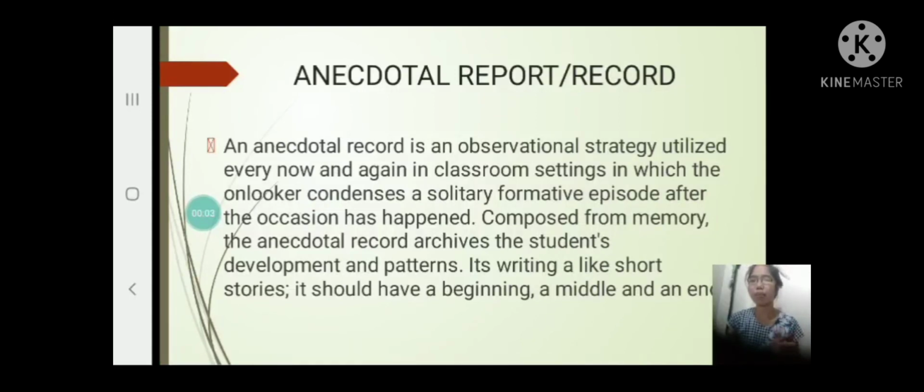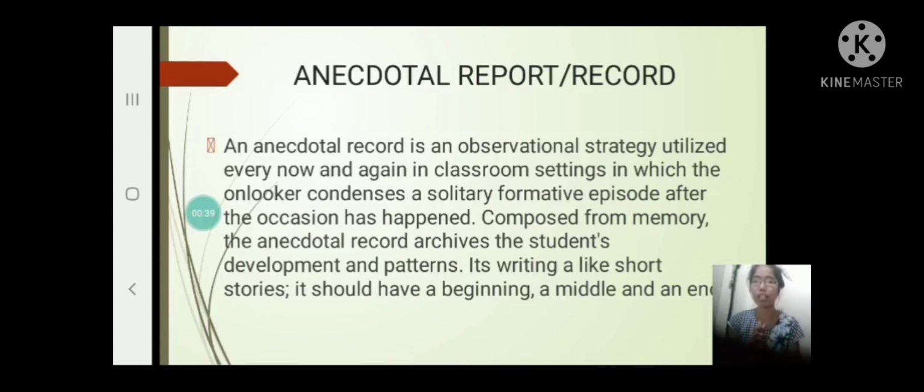Okay, thank you. So my next report is about anecdotal report or record. An anecdotal report is an observational strategy utilized every now and again in classroom setting in which the onlooker condenses a solitary formative episode after the occasion has happened. Composed from a memory, the anecdotal record archives the student's development and patterns. It's writing like a short story. It should have a beginning, middle, and an end.